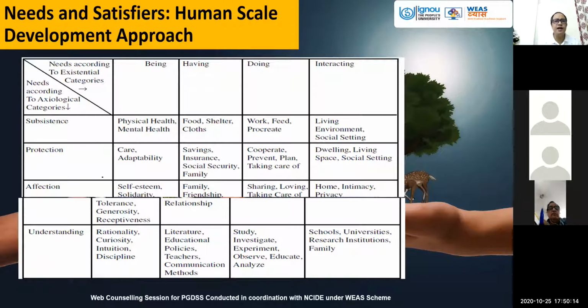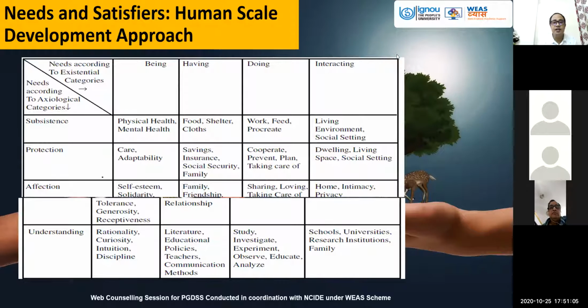You will find in this table, which is also in your study material, the human scale development approach, in which we see the needs satisfiers. Two important characteristics we need to understand: needs are classified according to existential categories, that is being, having, doing, and interacting. Then there are nine axiological categories, which we give as characters based on particular activities. That is subsistence, protection, affection, understanding.